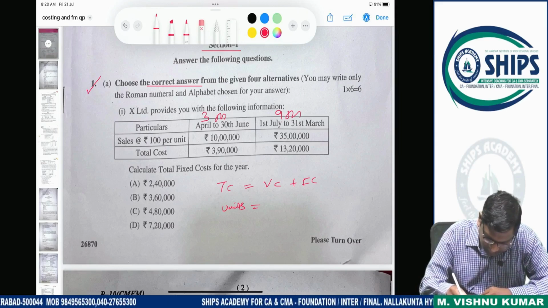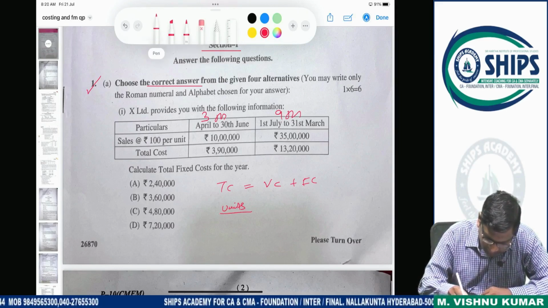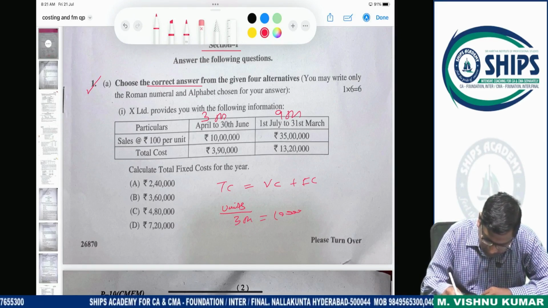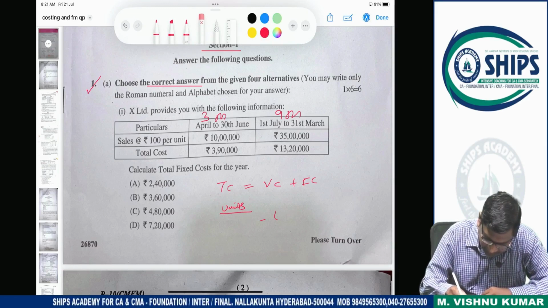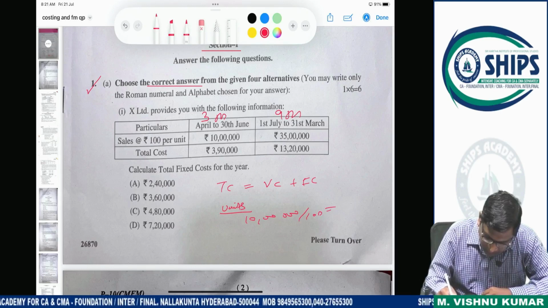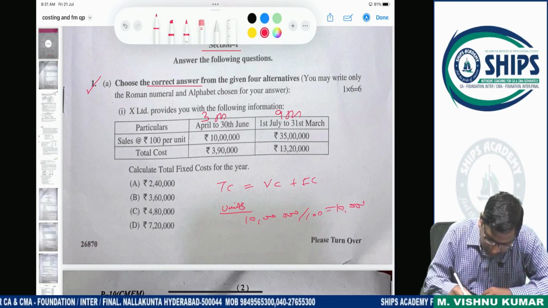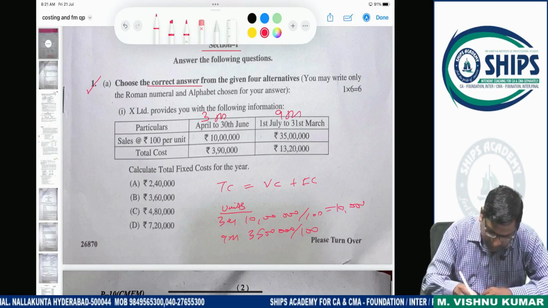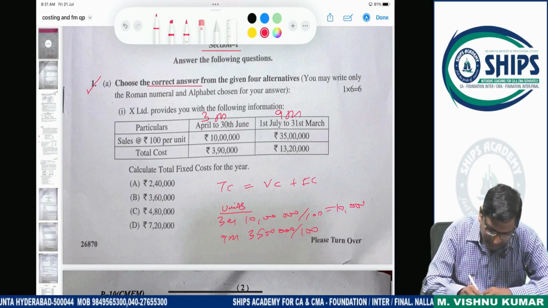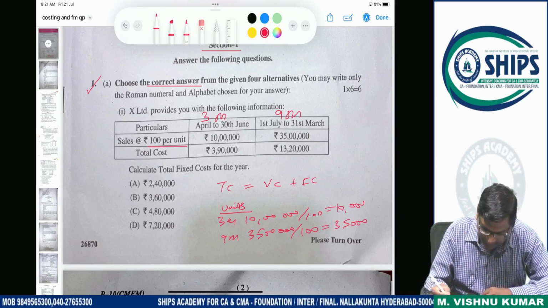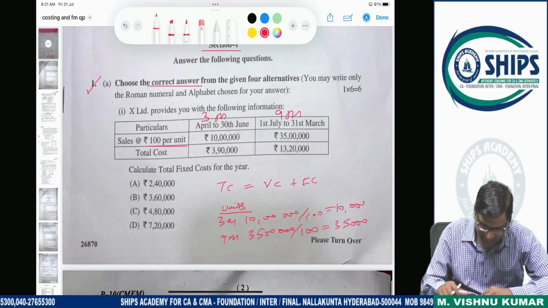The units for the first 3 months will be 10 lakhs divided by 100. This will be 10,000. And the next 9 months period, this is 35 lakhs divided by 100, because sales is 10 lakhs and 35 lakhs and per unit selling price is 100. So we are dividing with 100. This is 35,000. So these are your units.